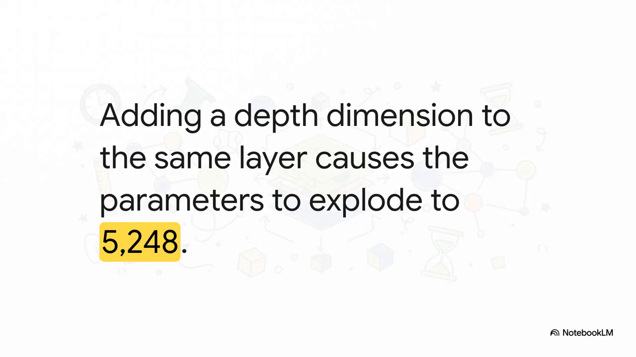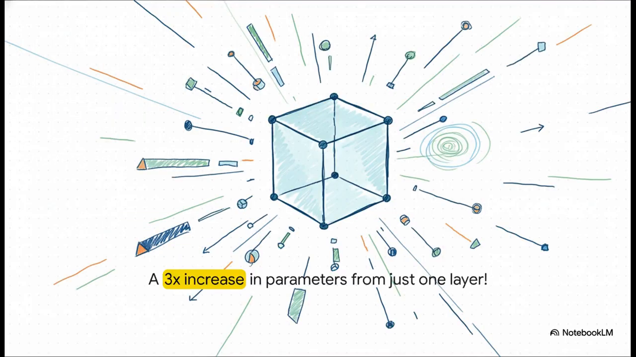Now, watch what happens when we go 3D. The formula gets one extra ingredient, depth. And that one tiny change, boom, the number of parameters just explodes. For the exact same layer, we suddenly leap from under 2,000 to over 5,000. Just like that, a 3 times jump in complexity. And remember, that's from one single layer. And you can probably guess what happens when you start stacking these things.